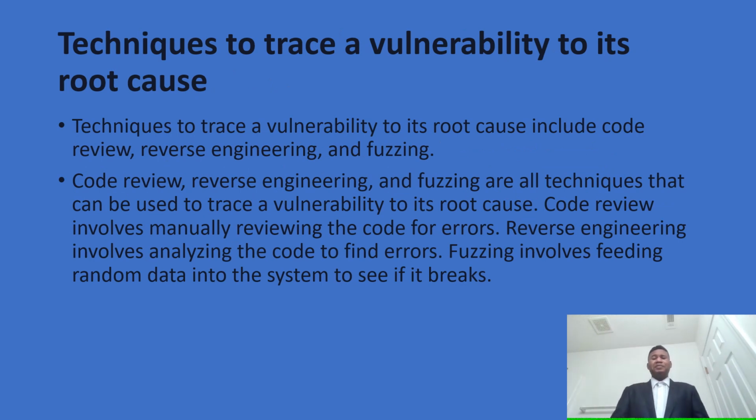At this juncture, please listen carefully. Let me speak on techniques to trace a vulnerability to its root cause. This is a critical part of it. Techniques to trace a vulnerability to its root cause may include code review, reverse engineering, and fuzzing. Code review, reverse engineering, and fuzzing are all techniques that can be used to trace a vulnerability to its root cause. Code review includes manually reviewing the code for errors. Reverse engineering involves analyzing the code to find errors. Fuzzing involves feeding random data into the system to see if it breaks.